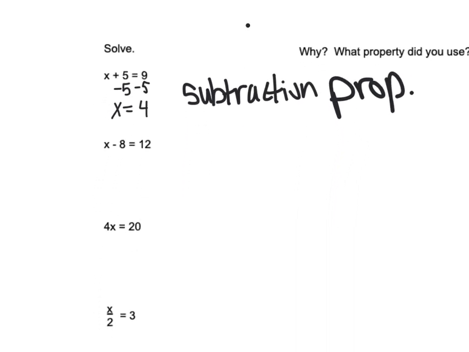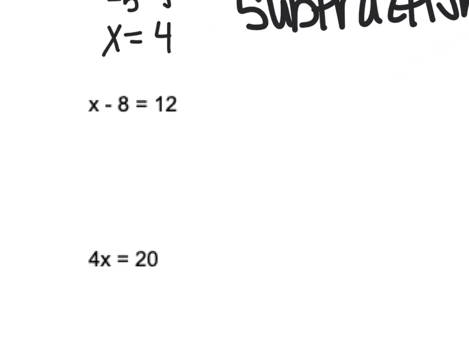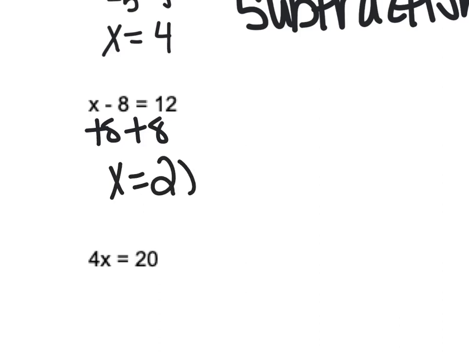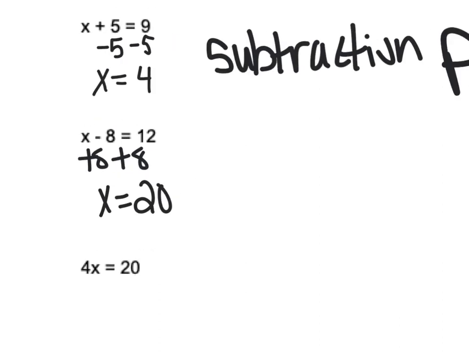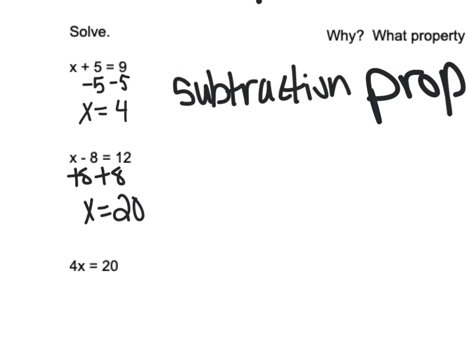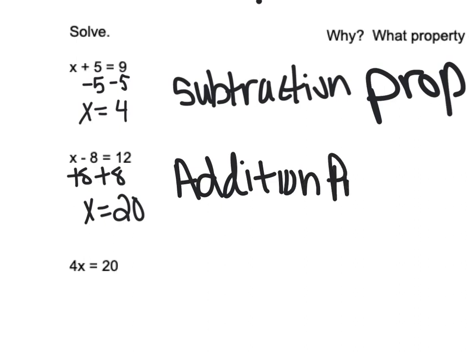Similarly, down here, x minus 8 equals 12. We add 8 to both sides, and we get x equals 20. The reason we can do that is a property called not subtraction property, but addition property. We are adding something to both sides. And it's the addition property of equality.